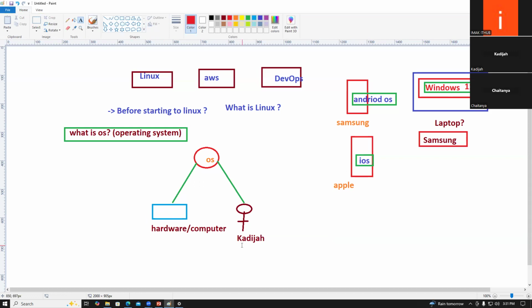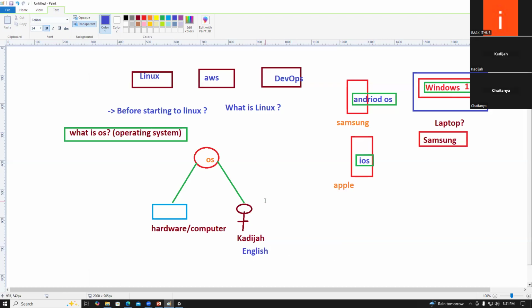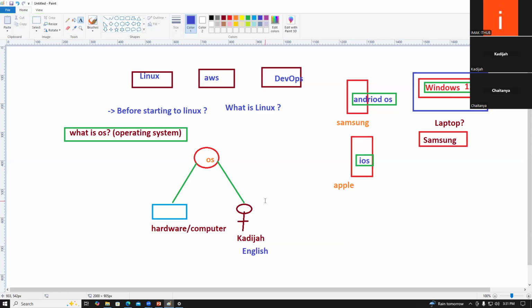So Katish, myself and you are talking with which language? English. You are interacting with your laptop. In which language? English. You know which language? English only. For example.